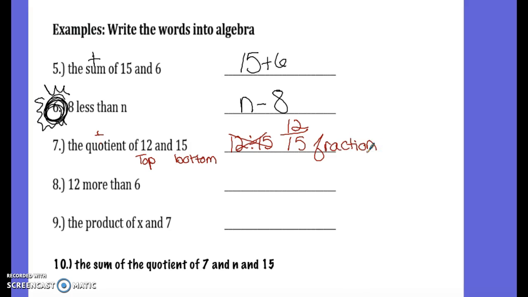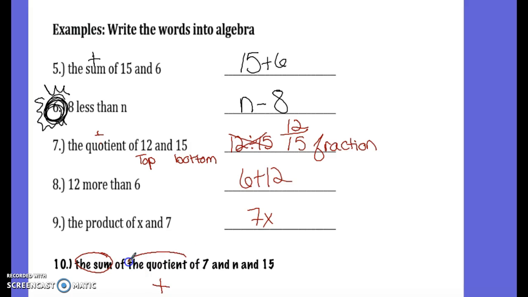Okay, the next one, 12 more than 6, would be 6 plus 12. Number 9, the product of x and 7 is just 7x. Now this one has 2 things. The sum of, this is what we just talked about, so that'd be plus.